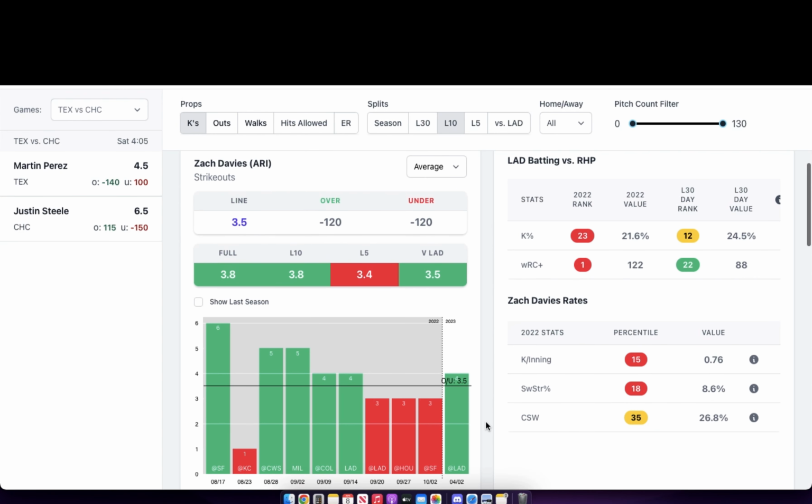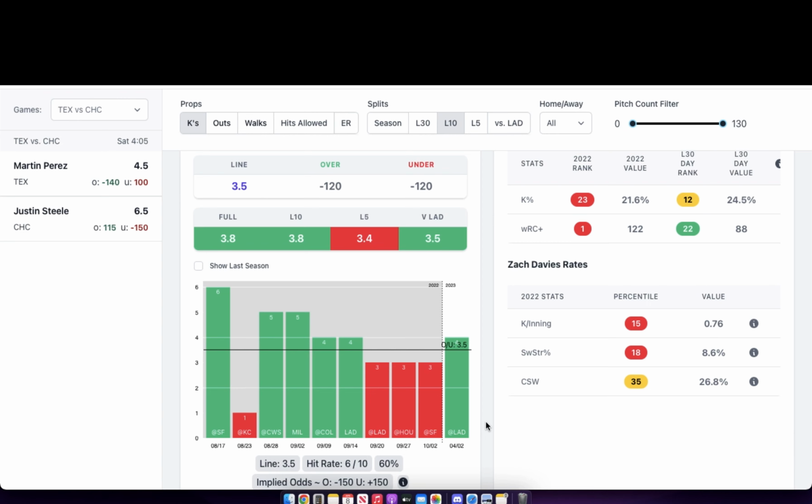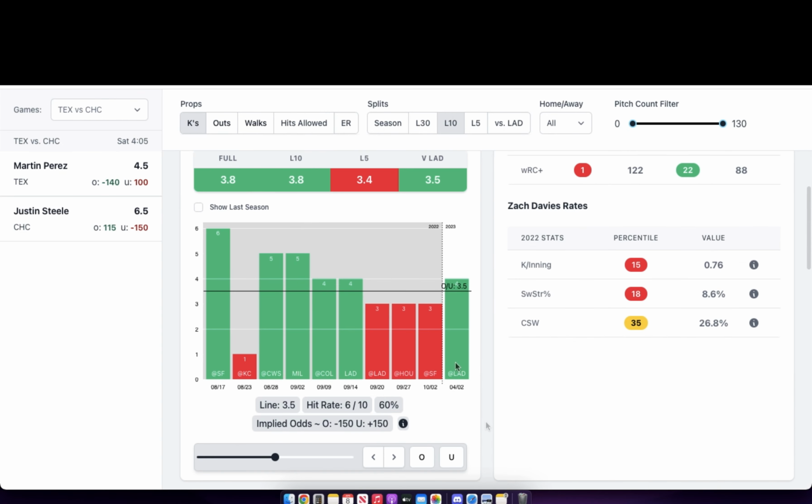Looking at the game log for Zach Davies, we can see this is inclusive of some games last season. Coming into this season, he had three consecutive games of just three strikeouts, only three strikeouts. Four games prior to that gave you 4 and 5, and then had that really bad game against Kansas City, but then gave you 6 versus San Fran in mid-August.